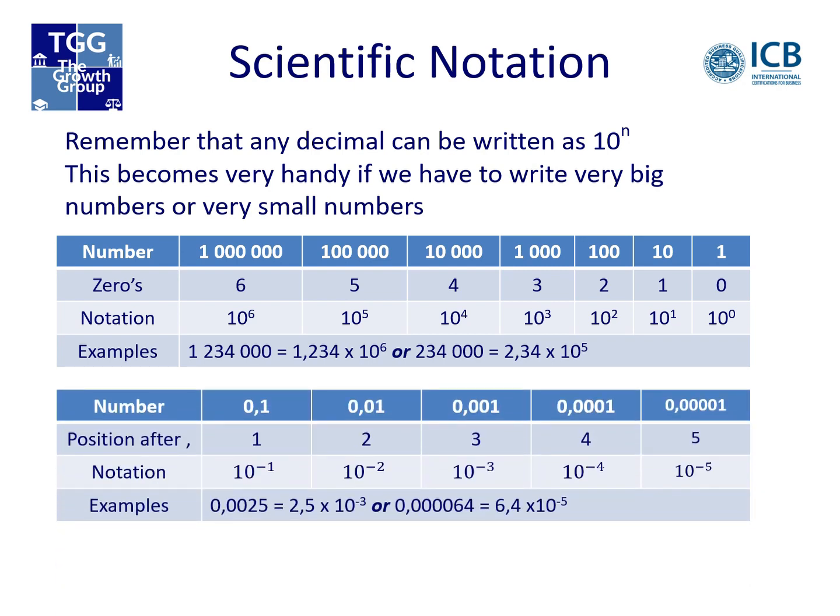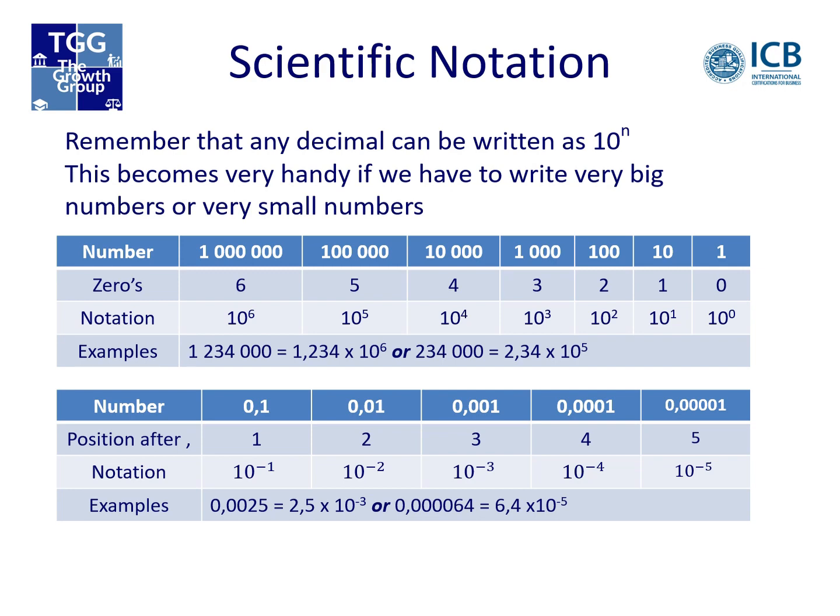Okay, so now instead of saying 1,234,000, we can say it is 1.234 multiplied by 10 to the power 6, because we have just moved the comma 6 places to the left. Or 234,000 we can write as 2.34 multiplied by 10 to the power 5, because we have just moved the comma 5 places to the left.